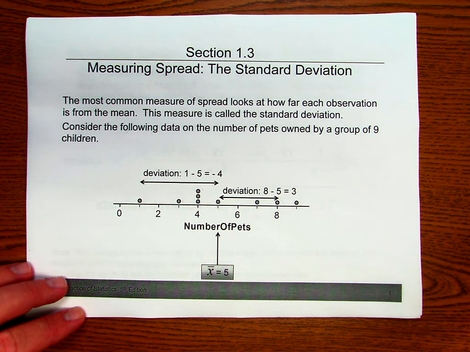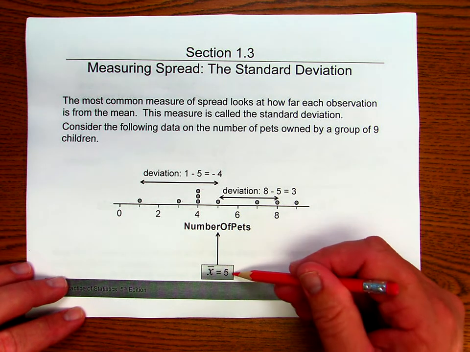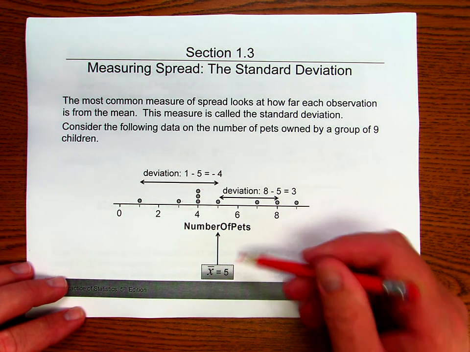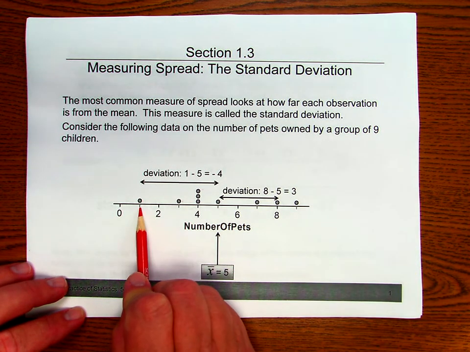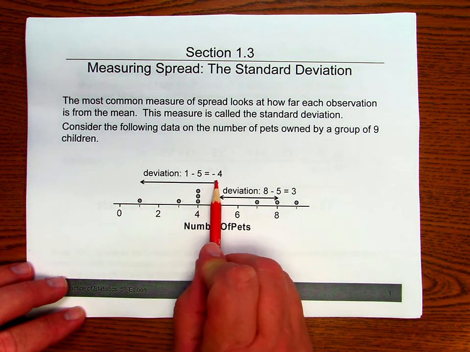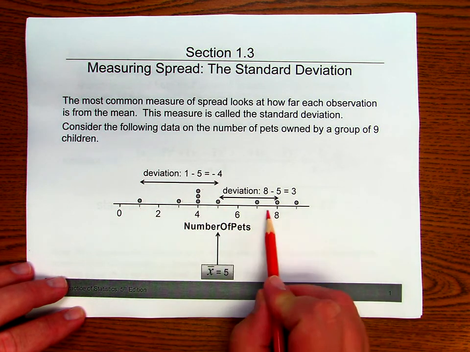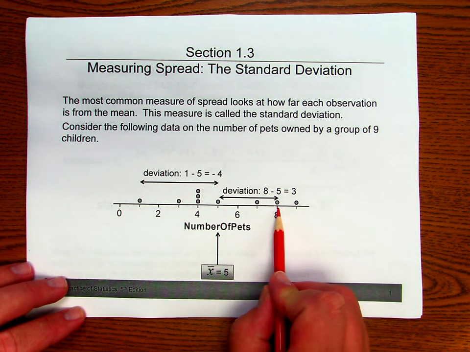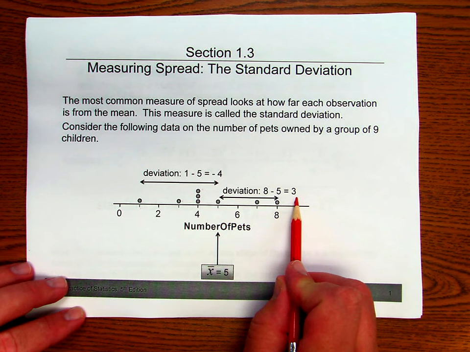All right, the deviation: how far away are you from that mean? So for this point right here, it's 4 less than the mean, so its deviation is -4. This point right here is 3 more than the mean, so its deviation is 3.